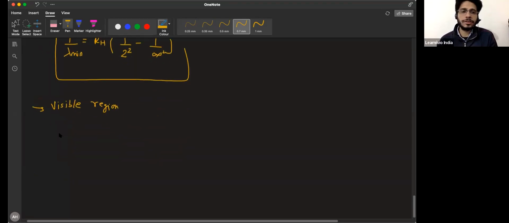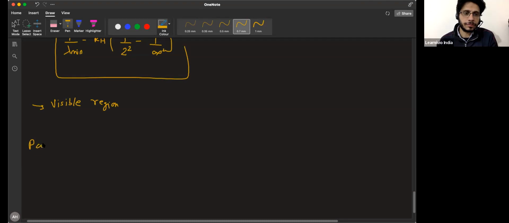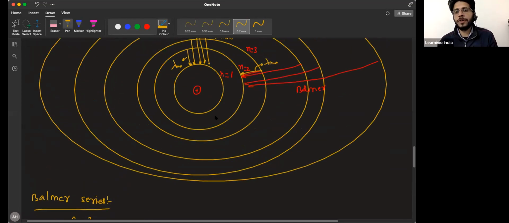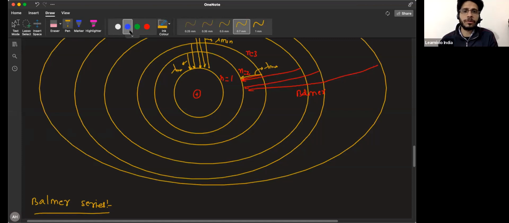After the Balmer series, the next is Paschen. For Paschen, we put n1 equal to 3. It means that from any higher energy state, if your electron jumps to the n equal to 3 state, 4 to 3, 5 to 3, 6 to 3, any of these, this is the Paschen series.